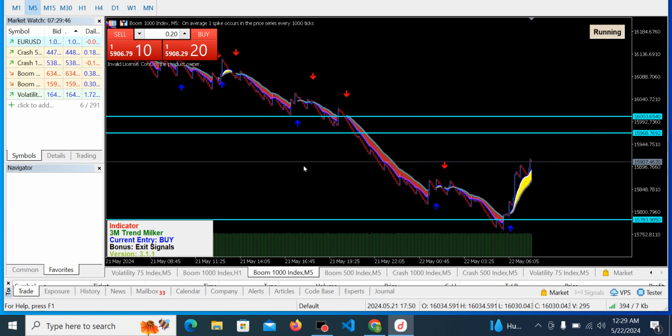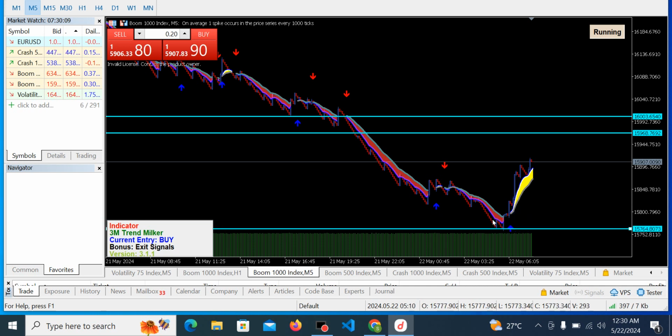However, let's see what the market is giving to us right now. This is Boom 1000. I'm on the 5-minute time frame. The name of the trading tool I'm using is called the 3M Trend Milker trading indicator, and it is a custom made indicator, so unique, so powerful, and so beautiful. This has actually got into a support zone, which is a major one, and it has not been able to break out from there, so it started an uptrend right from there.